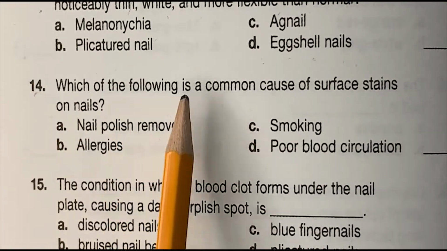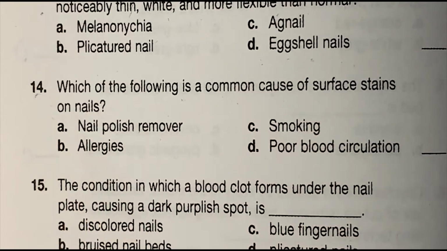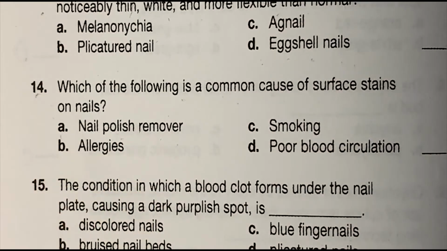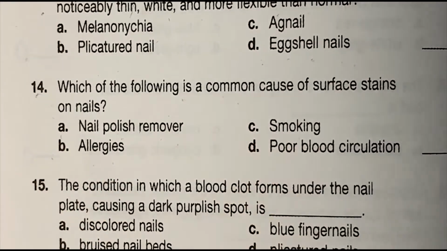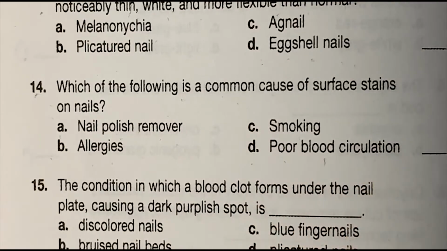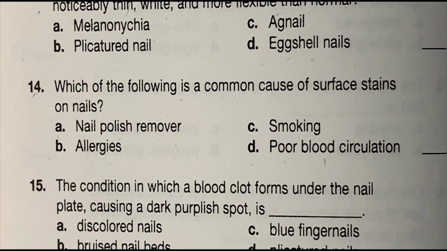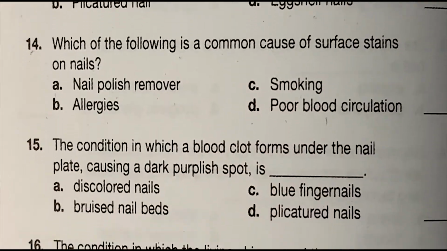Number 14, which of the following is a common cause of surface stains on nails? Is it A, nail polish remover, B, allergies, C, smoking, or D, poor circulation? And your correct answer is C, smoking.